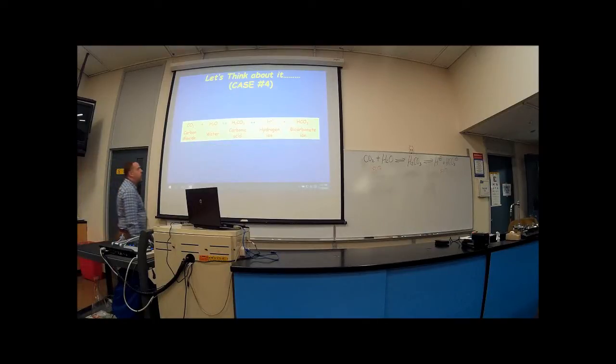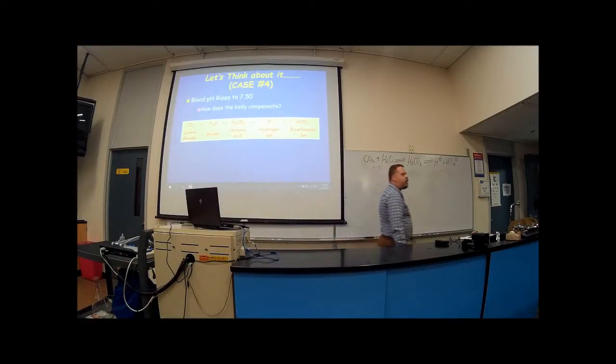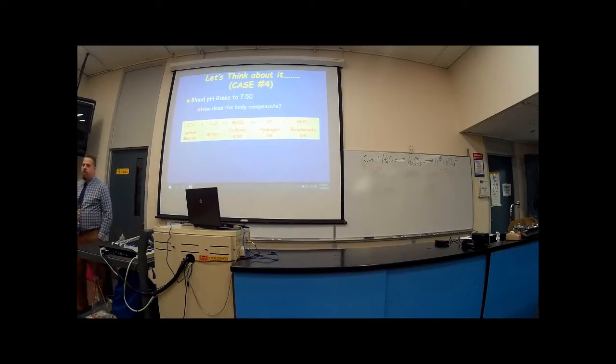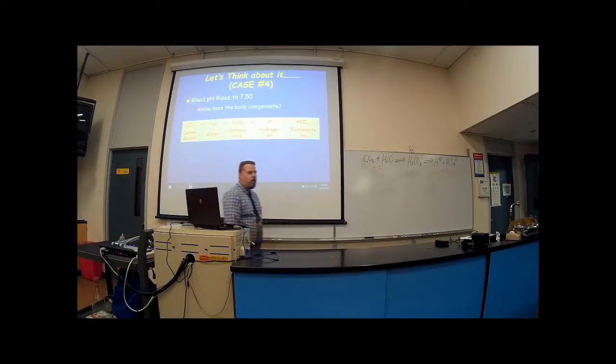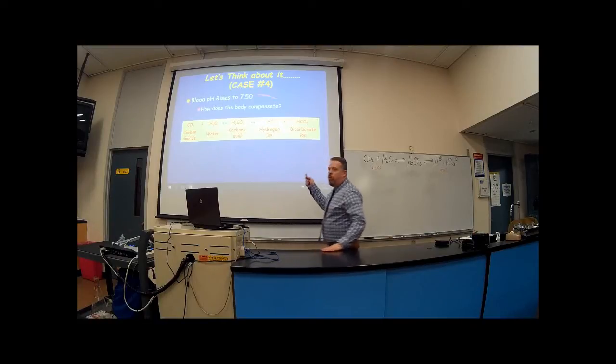Okay. Let's do this one. Let's say your blood pH rises to 7.5. How does your body compensate? That means basically this has decreased. Right? You're in an alkaline environment. This is decreased, which means your pH is up. So technically, you have more products here than you do over here.